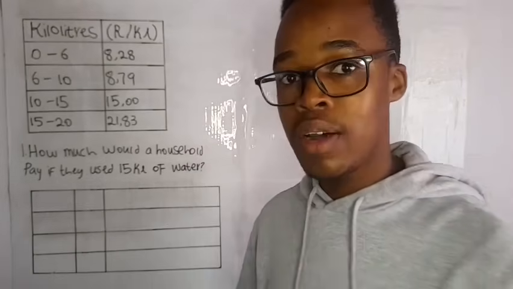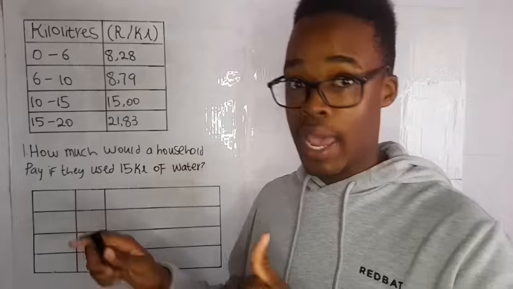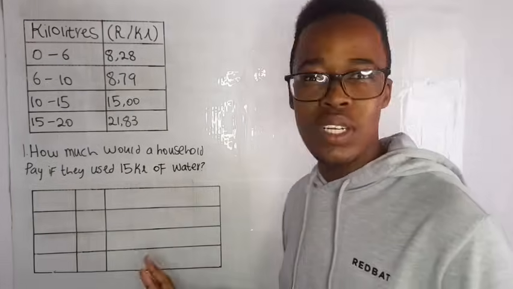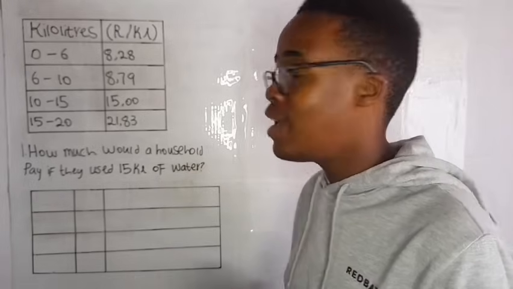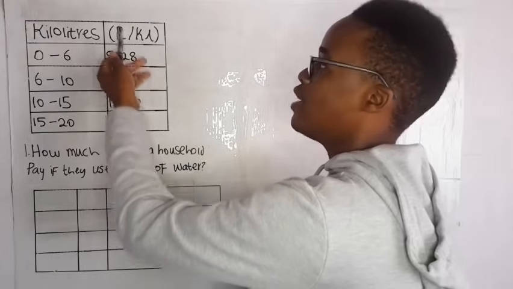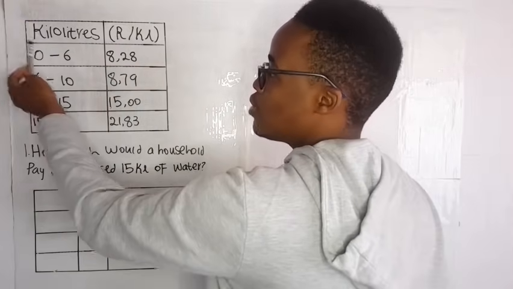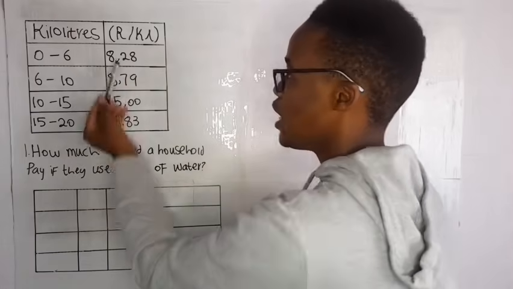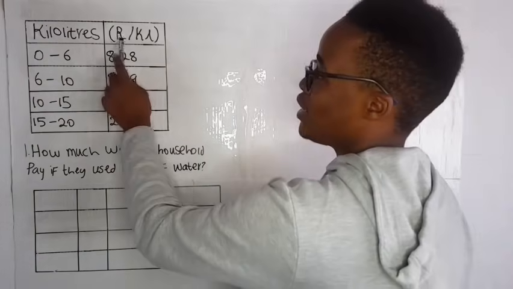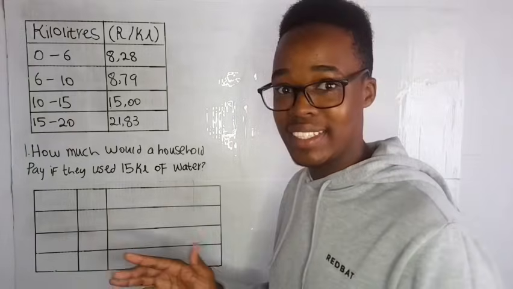Yeah, so we are now on water tariffs, and we have a similar table to the one that we had before on electricity tariffs. When we go through the table, this one doesn't really have so much information. On this side we have kiloliters, and on this side we have the rands they charge per kiloliter. Between 0 and 6 kiloliters they charge 8 rand 28 cents. They've told you here that it's in rand, so you won't have to convert anything.